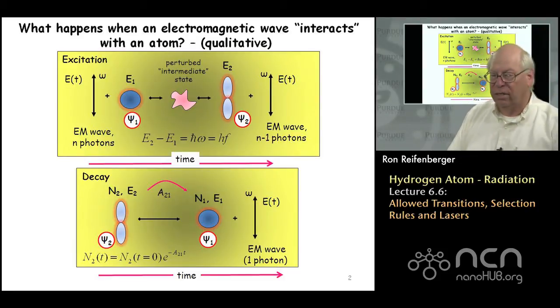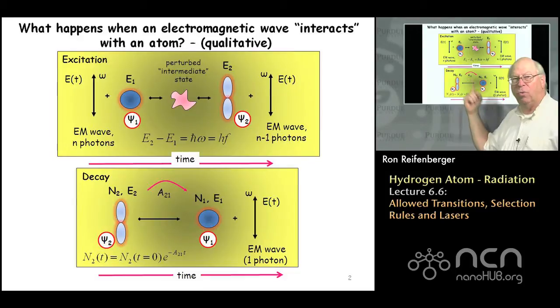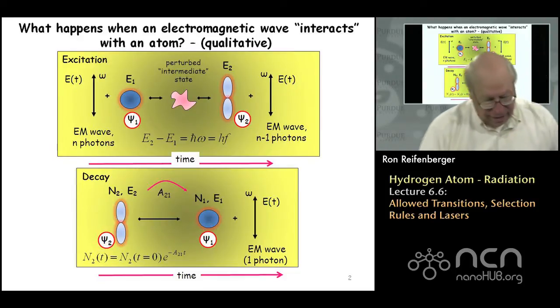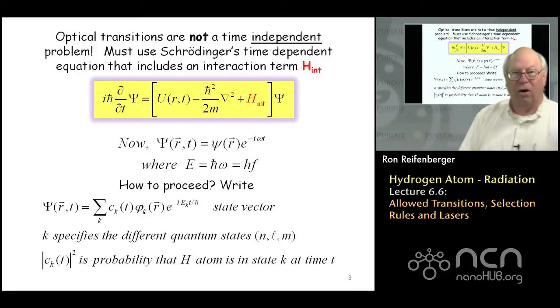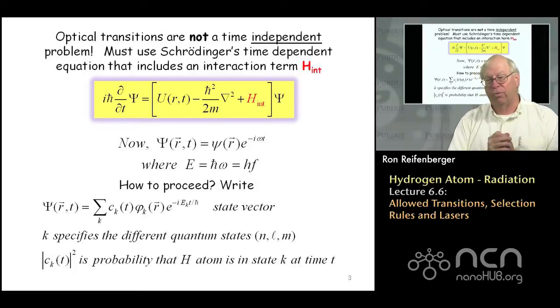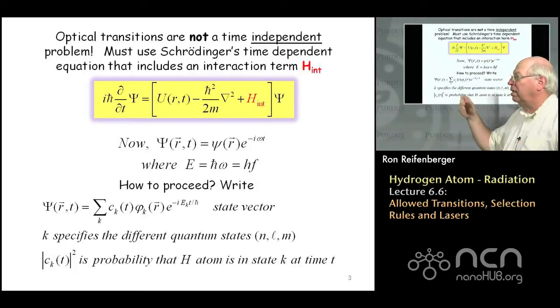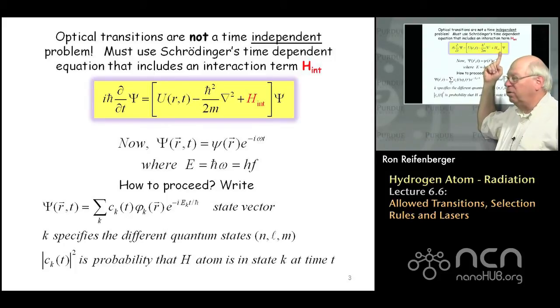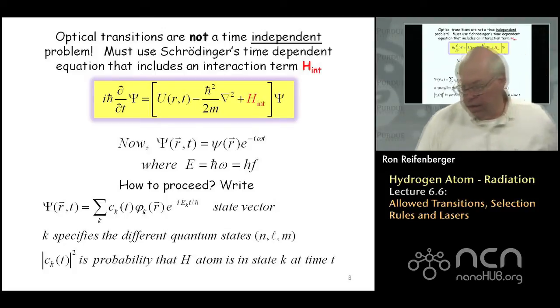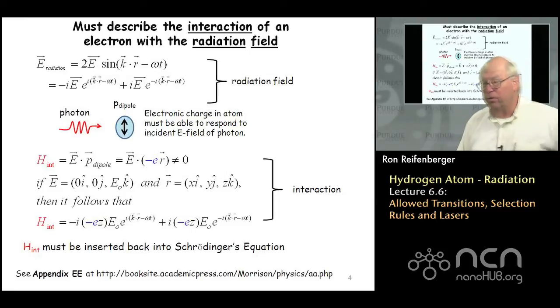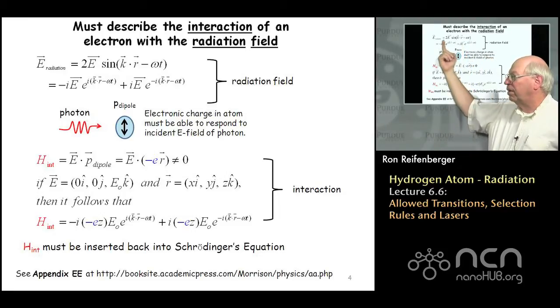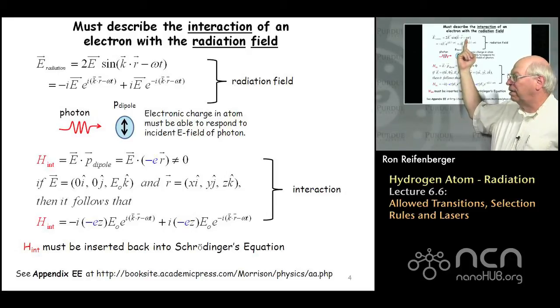And it's kind of interesting to ask, can quantum mechanics calculate A(2,1) from first principles? And the answer is it can. It depends on a long, complicated argument that we're probably not going to have time to go through, but it's basically a time-dependent calculation. It involves Schrödinger's time-dependent wave equation, and in particular we've got to include a term that describes the interaction of the electromagnetic wave with the atom. And it's the formulation of this interaction term that's of interest in this lecture. Basically, you have to describe the radiation field. So typically the radiation field oscillates at some angular frequency omega.